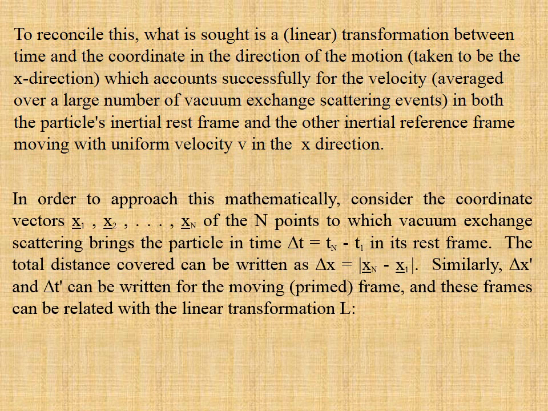We can make similar definitions in the moving prime frame so that delta x prime and delta t prime can be written for the moving frame. Notice that we allow the times to differ, but require the number of events to be the same in both reference frames. These frames can be related with the linear transformation L shown here. L is the matrix whose elements are L11, L12, etc. that relate the prime to the unprimed frame of reference, that is, the rest frame to the moving frame. This is a space-time transformation.